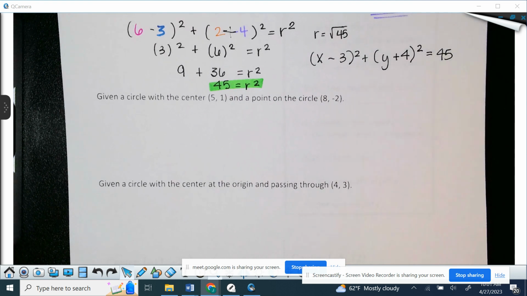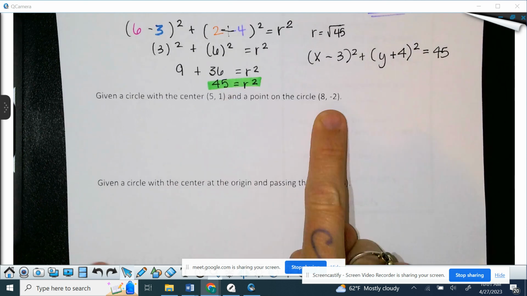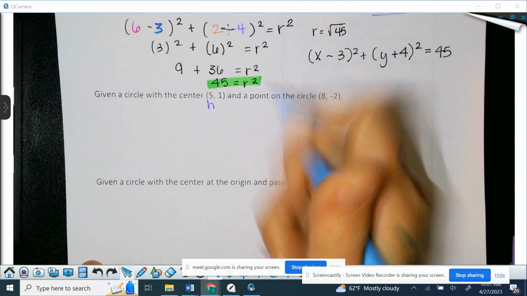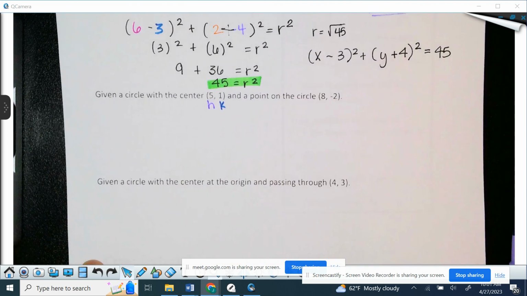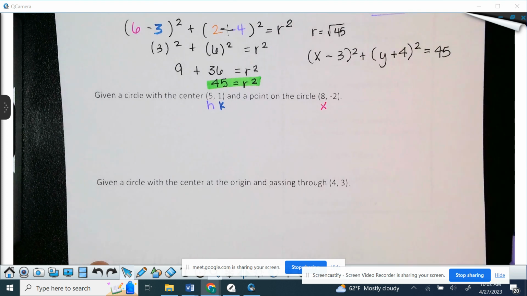So again, a center and a point. You're going to do the same thing. You need to identify your H, your K. Those are the most important when you're done. That's what you're going to come back to. Your X and your Y. What are you missing? You're missing that radius. That's what you need to solve for. Or radius squared, again, if the question is just to write the equation of the circle. I'm going to skip that one because I believe we're okay.